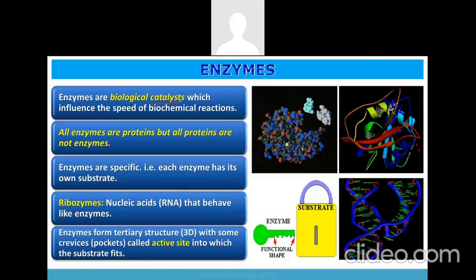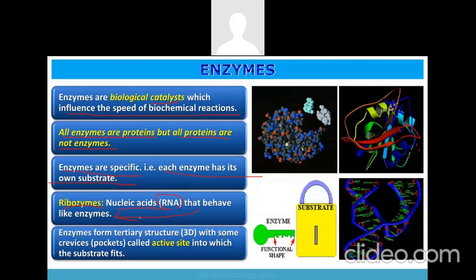Enzymes are the biological catalysts. Catalysts are substances which speed up or slow down a chemical reaction without actually getting involved in the reaction. As it says, they influence the speed of biochemical reactions. And this statement is very important: all enzymes are proteins, but all proteins are not enzymes. Enzymes are specific. That is, each enzyme has its own substrate. It is just like the antigen and antibody interaction.